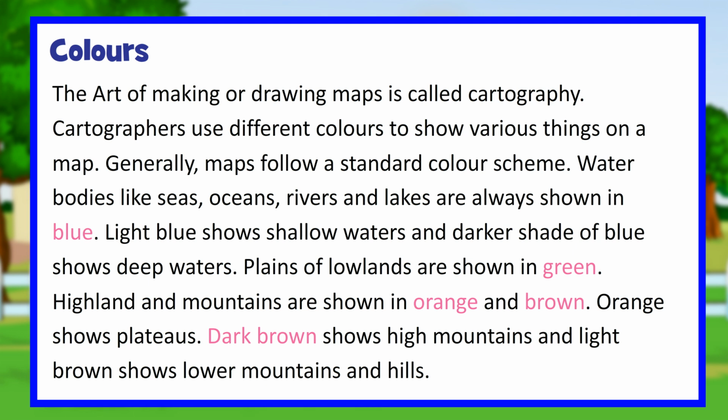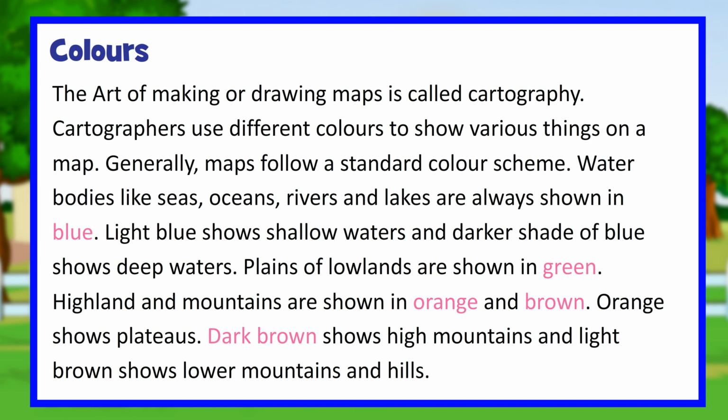Colors. The art of making or drawing maps is called cartography. Cartographers use different colors to show various things on a map. Generally, maps follow a standard color scheme. Water bodies like seas, oceans, rivers and lakes are always shown in blue. Light blue shows shallow waters and a darker shade of blue shows deep waters.